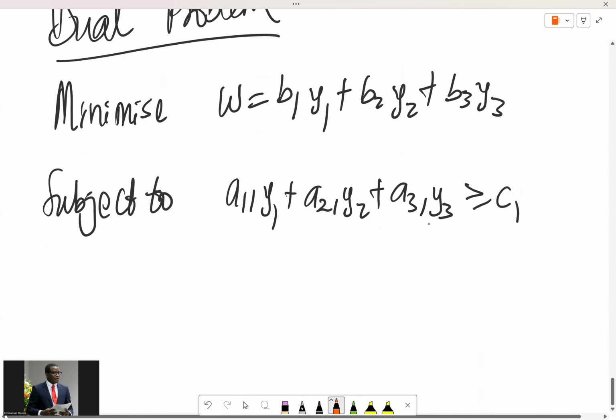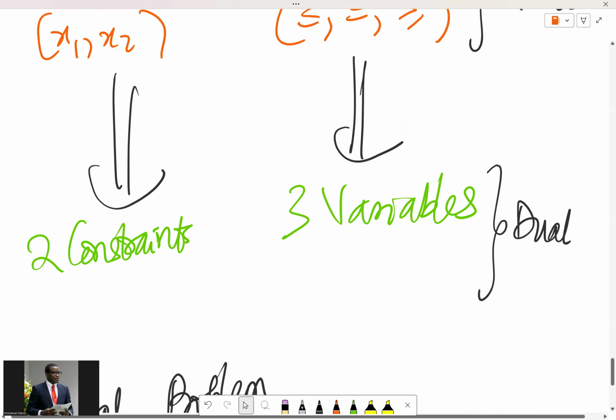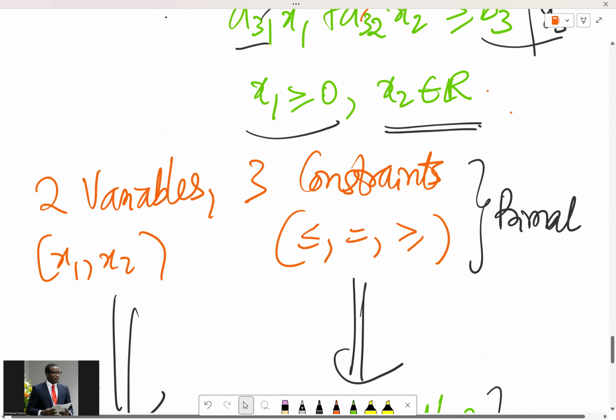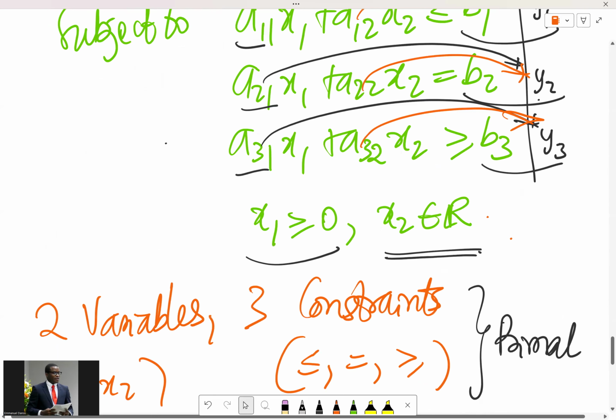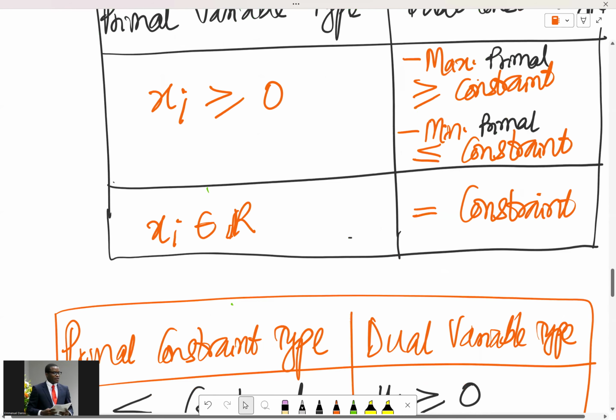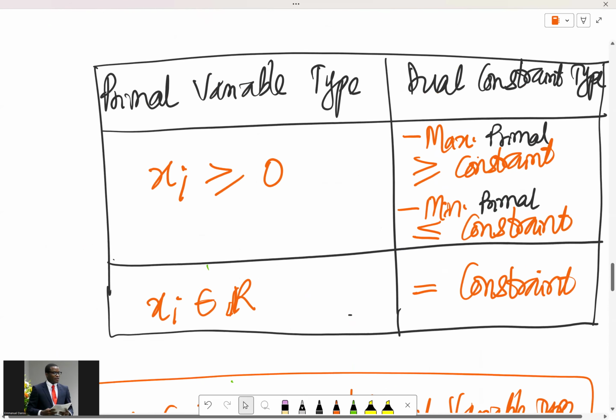So we now have A12 Y1 plus A22 Y2 plus A32 Y3 equal to C2 because the second variable is actually a free variable. So the constraint corresponding to it will be an equality constraint. That's coming from here. Free variable, equality constraint. Greater than or equal to variable, maximization primal, that's greater than or equal to constraint. So that's taken care of.